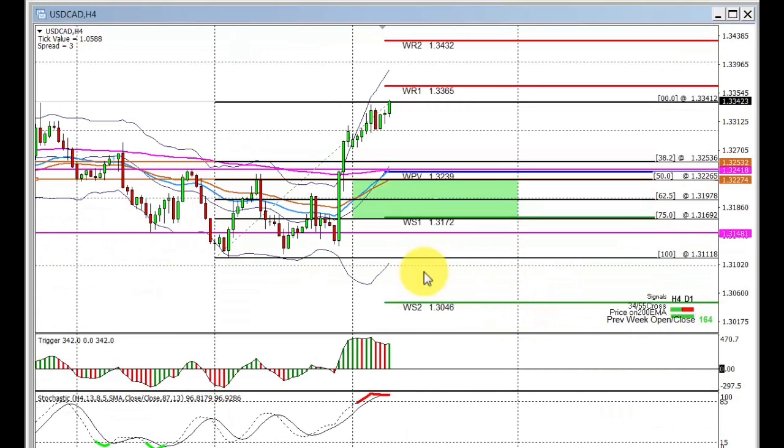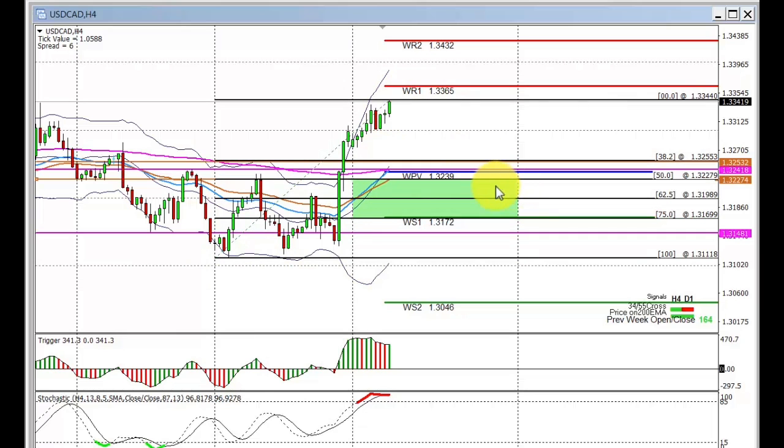US dollar CAD 4 hours long, daily is mixed. Last week we closed 164 pips higher than the opening. So yeah, we can flip the 4 hour then from the bottom to the top. Okay, and we're making new high here, so we have to follow it. Currently our zone 1.3227 coming down to 1.3169.